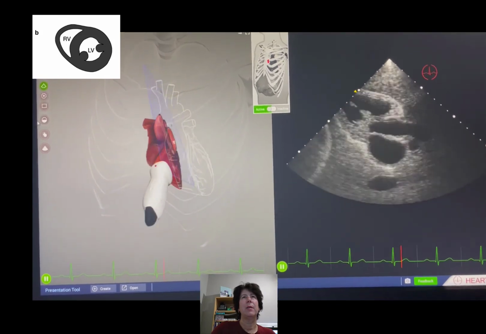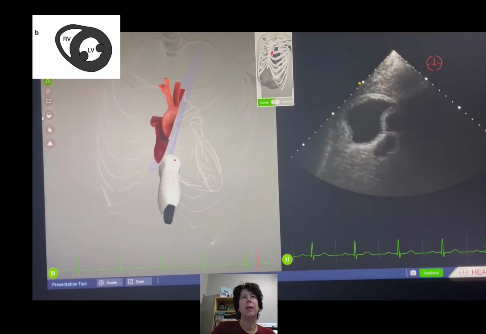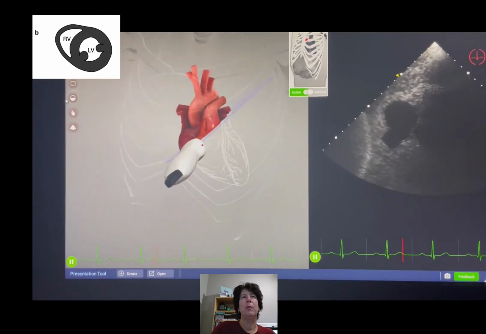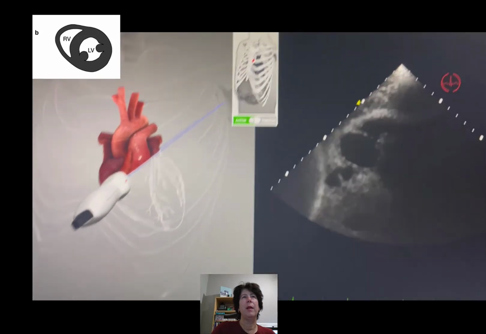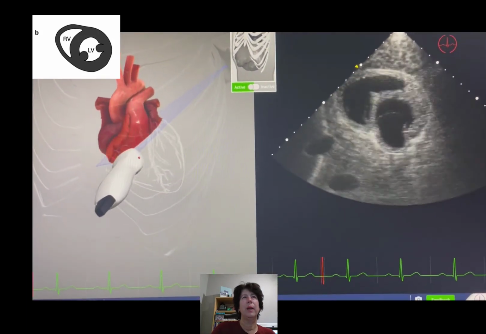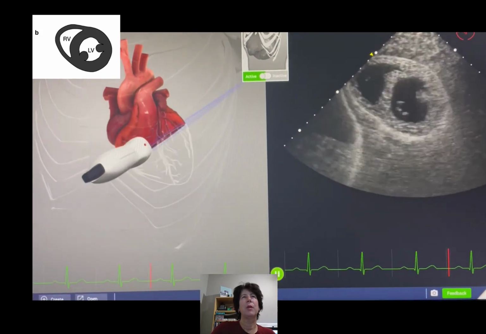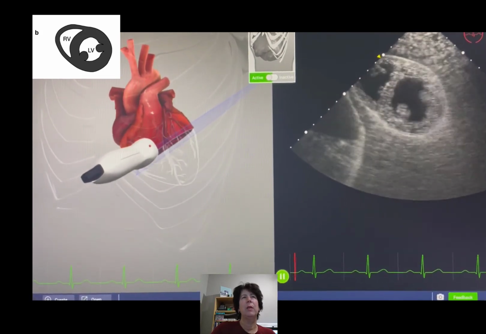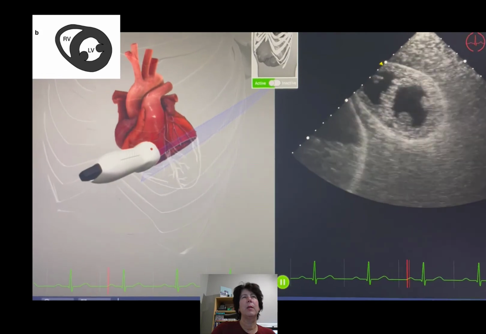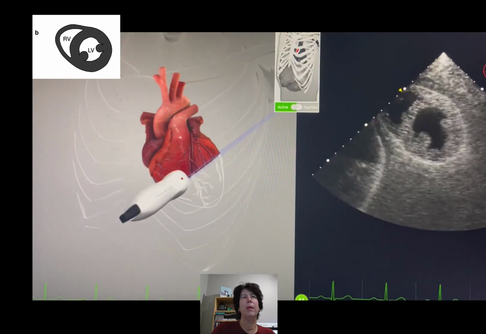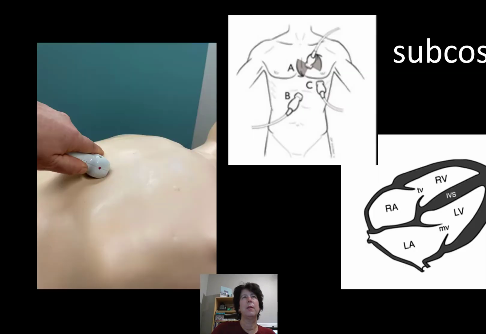Okay, next step. Here we go, just showing you that again, going through 90 degrees. At that point we fan, and then slide. Those are the two motions you can use: fan, where this part of the probe stays still and we just move the beam, or a slide, where the whole probe slides onto the chest.